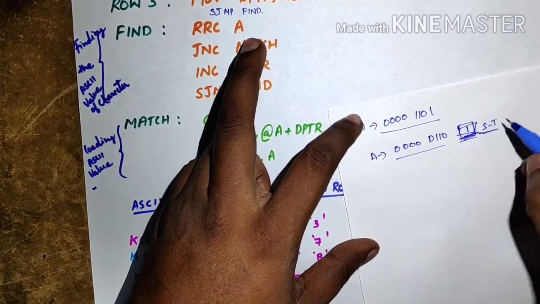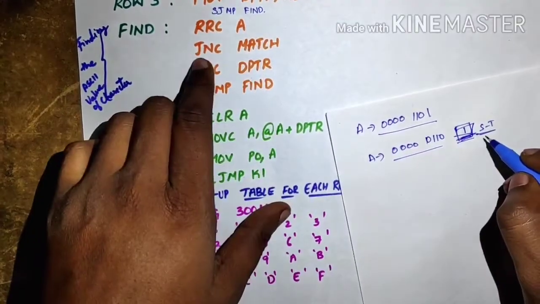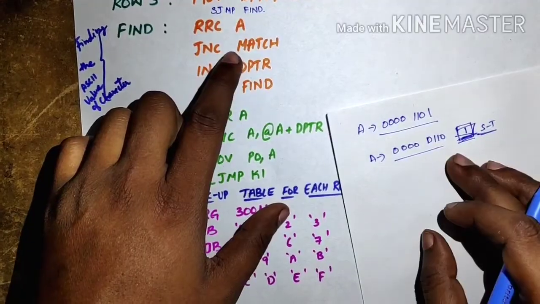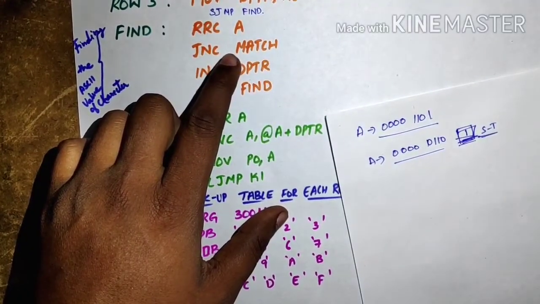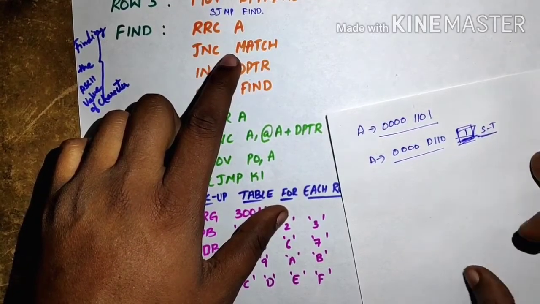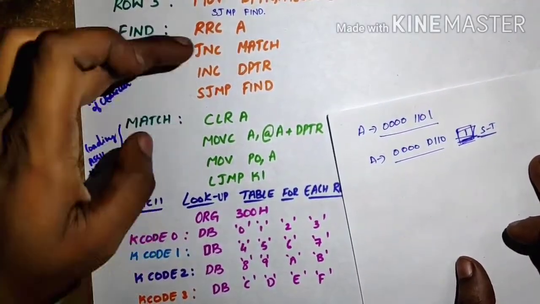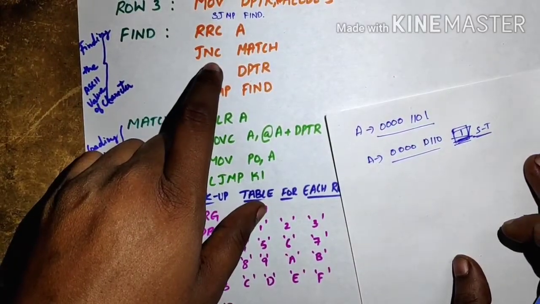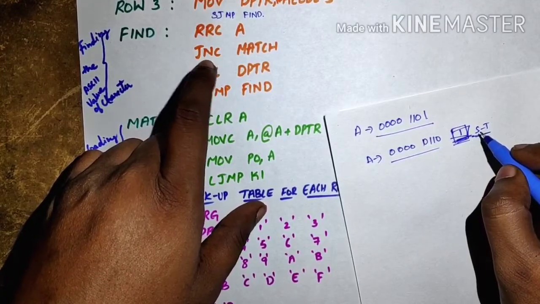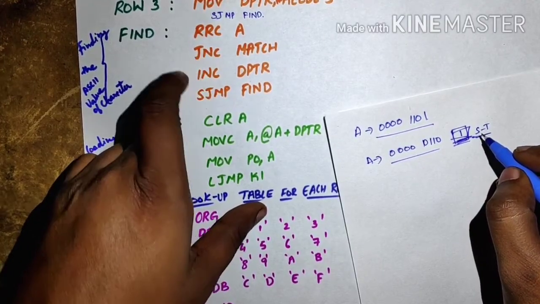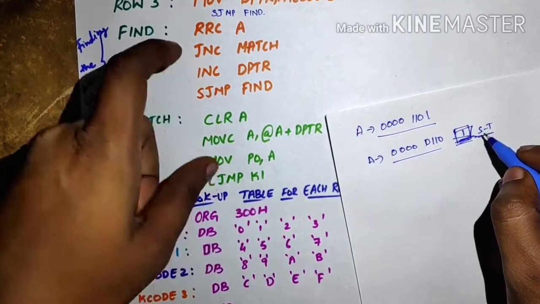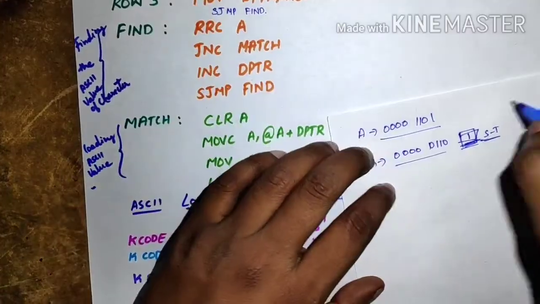Okay, so now we are checking the condition, jump if no carry, match. Why we are doing this: we have to find the ASCII value of the digit which we have pressed. So that's why we are doing the process, jump if no carry. Jump if no carry means that if there is no carry value, it will go to the next value. Sorry, no carry means 0.